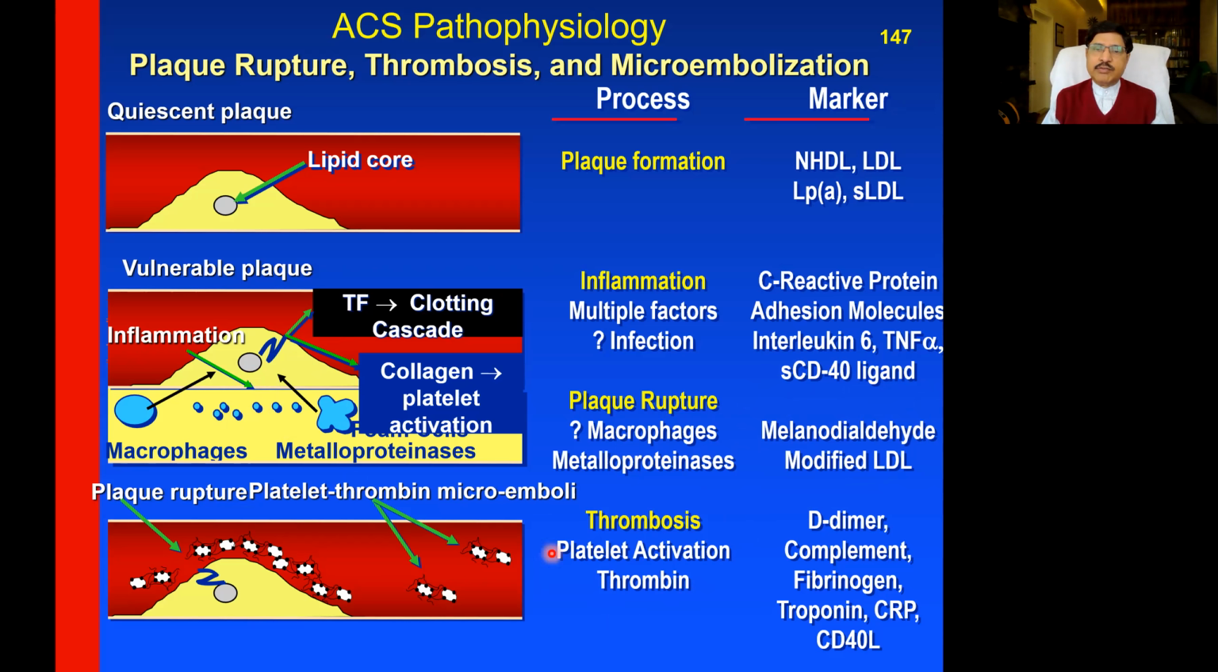And of course, when you have thrombosis, platelet activation, thrombin generation, and complete occlusion, you see D-dimers, the complement, the fibrinogen, the troponin, the CRP, and CD40 ligand, all elevated. So today, I can know whether there is plaque formation, whether it is inflamed plaque, whether it is ruptured, whether there is thrombosis, by looking at some of the markers.